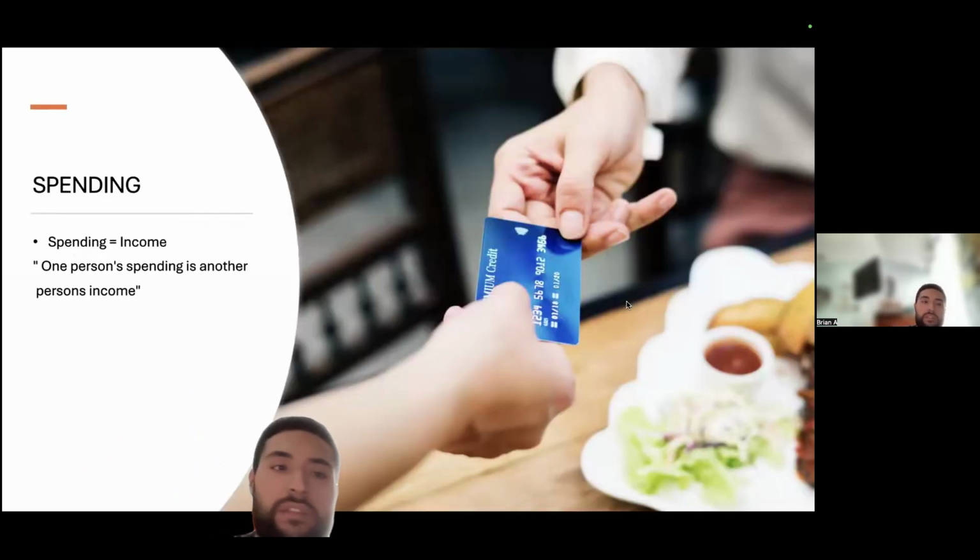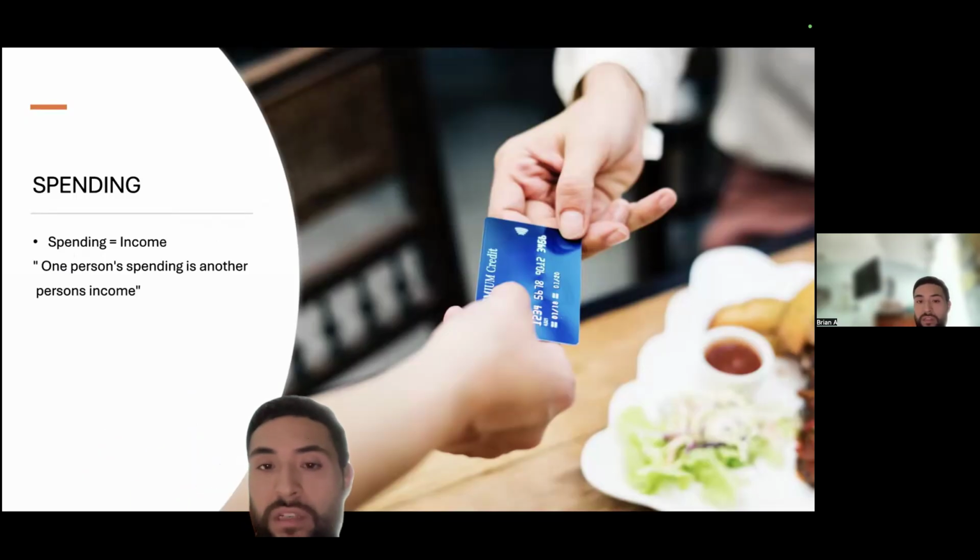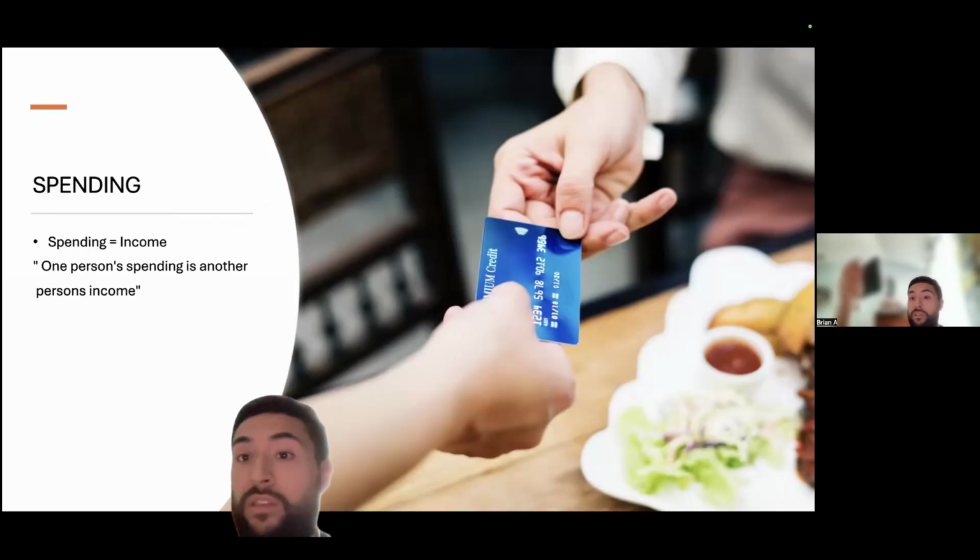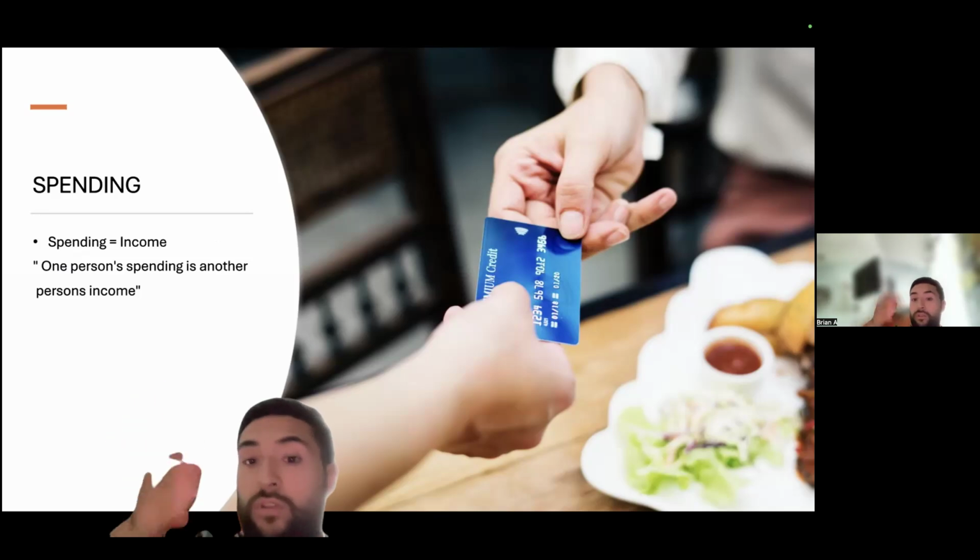The first one is spending. And in the very first week of class, we discussed this. Spending equals income. There was a statement that was taught to us by our professor, and it goes, one person's spending is another person's income. This concept is very important because it is basically the backbone of the economy. Every dollar that you spend goes into someone else's pocket, and so on and so forth.